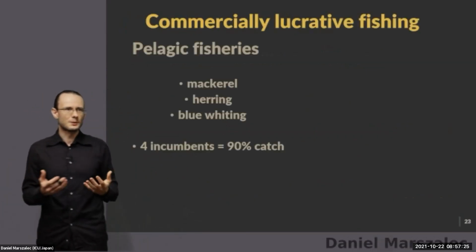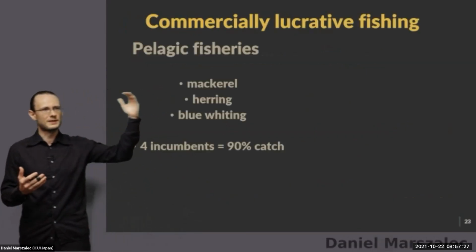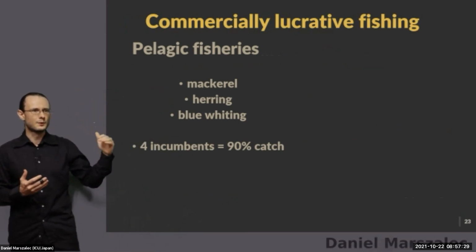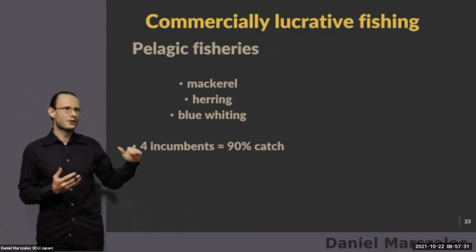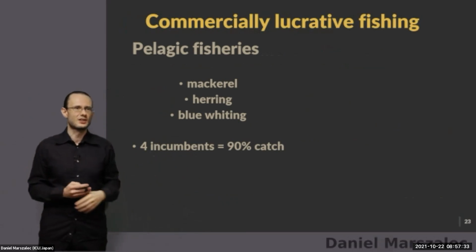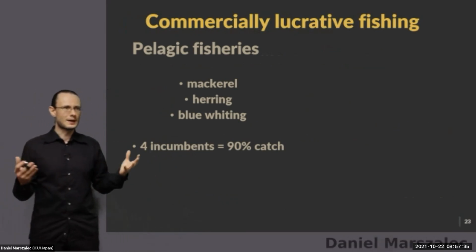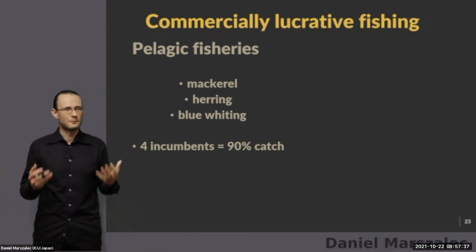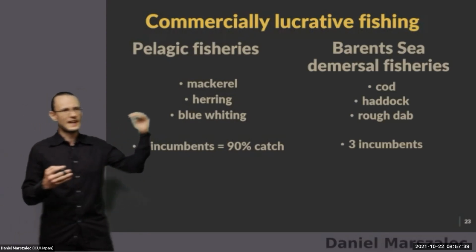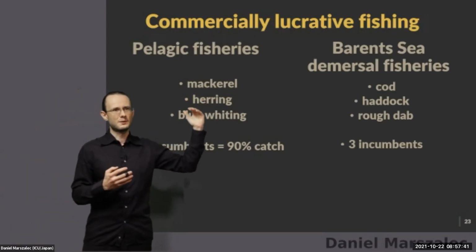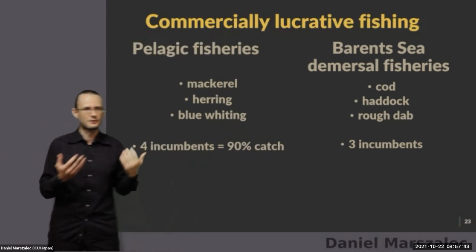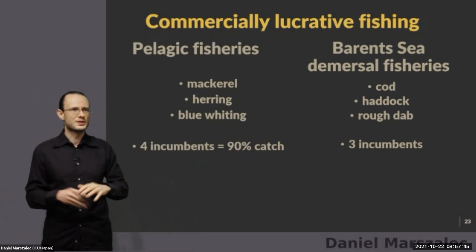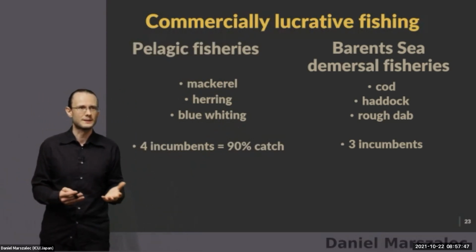There are two commercially lucrative fisheries. One of them is the pelagic fishery for mackerel, herring, blue whiting. And there are 4 incumbents who control 90% of all the quota. And you think, wow, that's pretty concentrated. How much worse can it get? Well, actually in the Barents Sea demersal fishery, which is fish such as cod, haddock, and rough dab, there are 3 incumbents who control 100% of the quota.